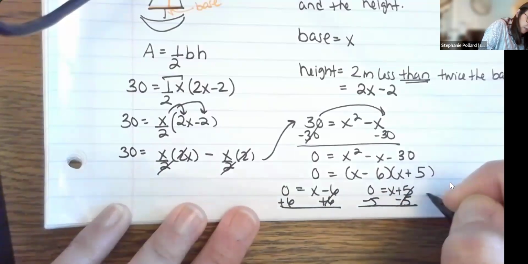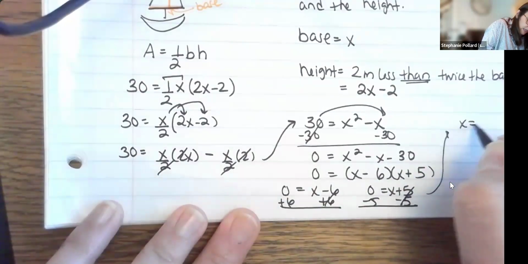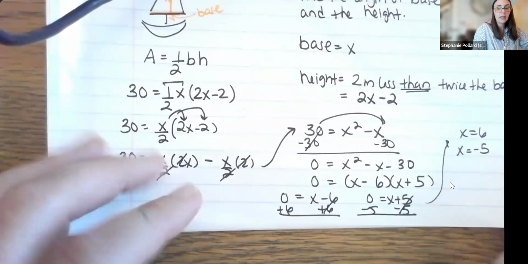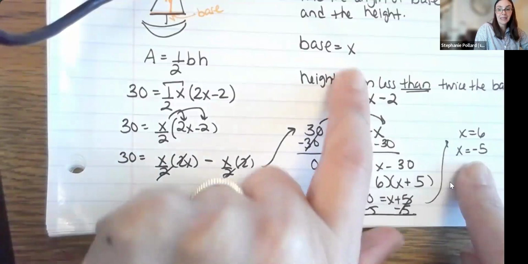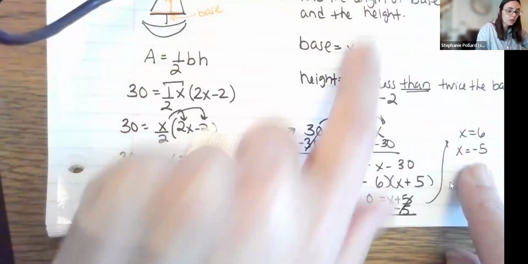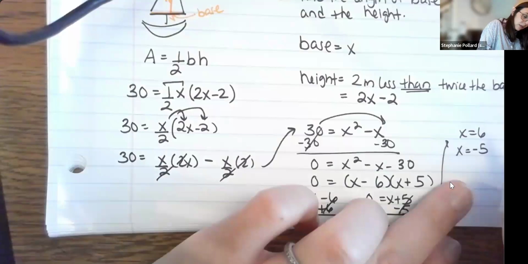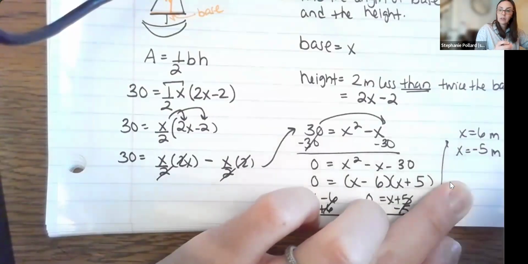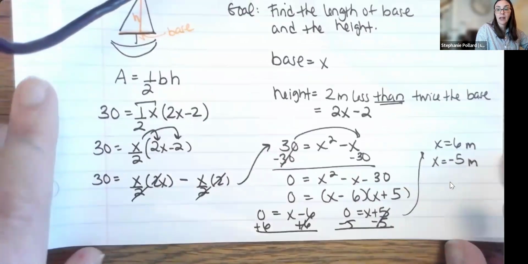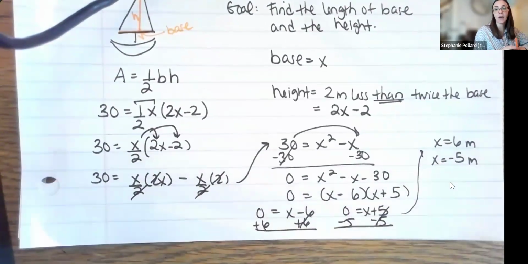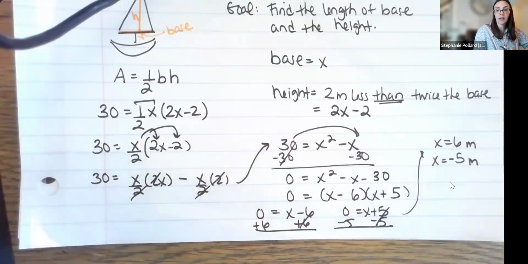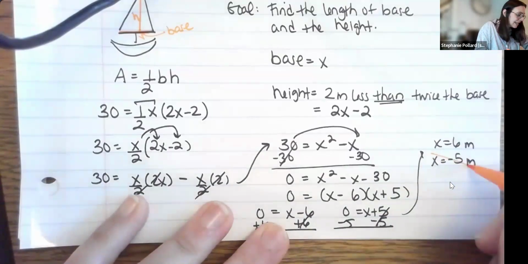Now, my two answers that I'm getting are x equals 6 and x equals -5. Now, first of all, remember, what is x? X is our base. And also everything is in meters, right? If you read back through, it's all meters. So it would be 6 meters and -5 meters. Now, pause for a second here. I can't have a base of a triangle that's -5 meters. That does not make sense. So even though mathematically it works, it just doesn't make sense in the context of this problem. So that is not a viable answer.